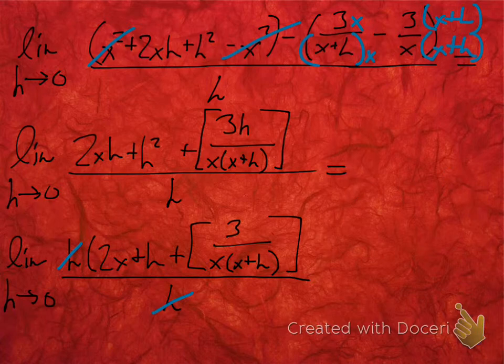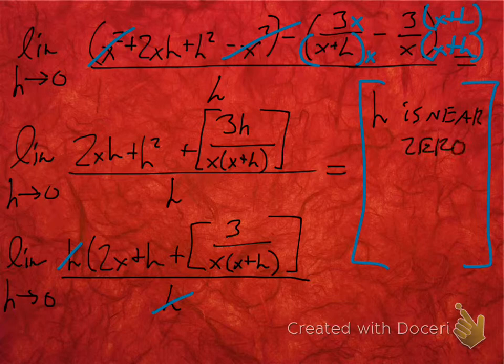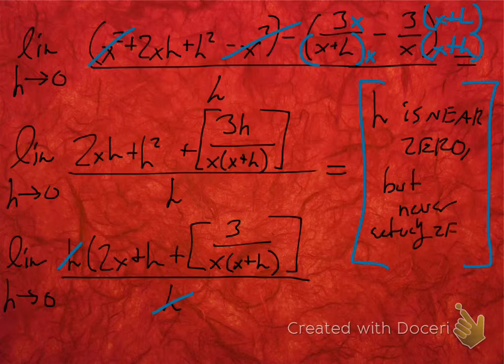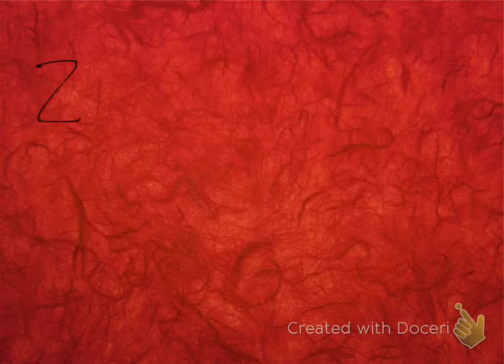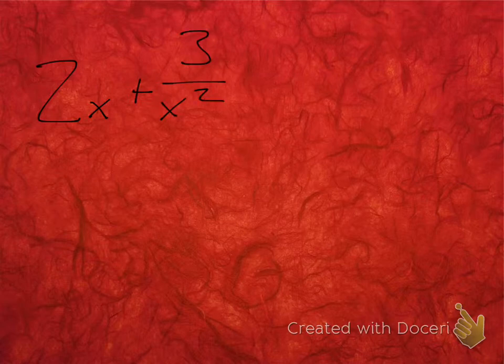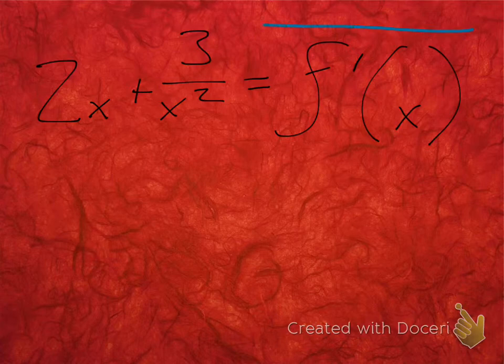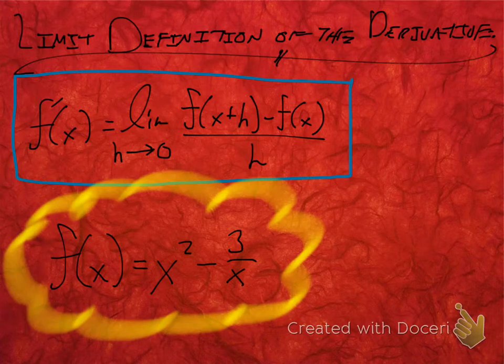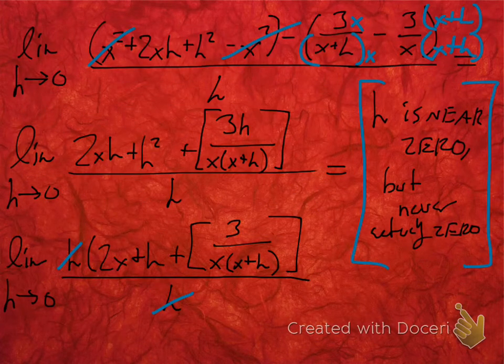We need to remember this. This is important, and it's very easy to forget sometimes. Let's write a little aside here: h is near 0, but h is never 0. It's never actually 0. We're letting it go to 0, but it's not actually going to be 0. So once we do that, the limit as h approaches 0 of this big function right here is just 2x plus 3 over x squared. Let me check. Yes, 3 over x squared. So that is equal to f prime of x. We have arrived rather nicely, and it wasn't too tricky, at the derivative of our initial function, which was f of x equals x squared minus 3 over x. So that's all there is to this problem.